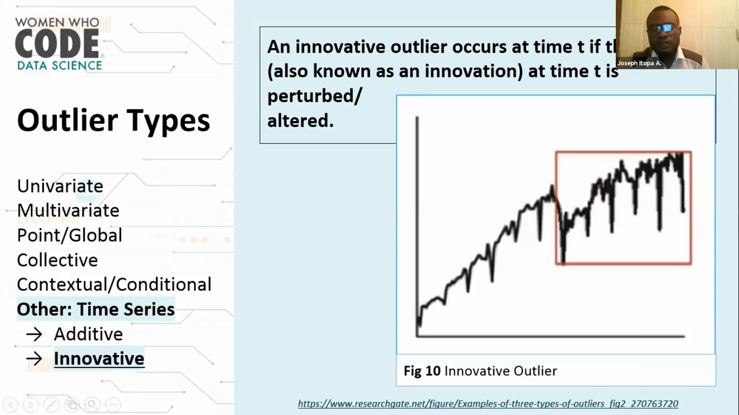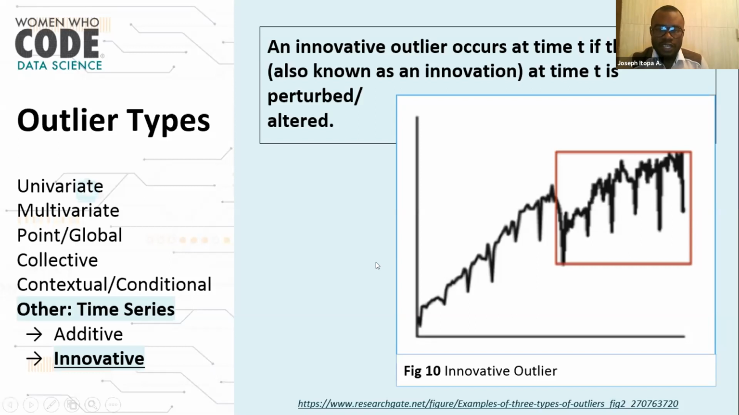Then we take a look at innovative outlier. The only problem with innovative outlier is that when there is an alteration in the data you are collecting, it happens to change other observations. In this case, by observation, I mean each of these collections that you can see as a curve. So when there is an alteration, which is an error, it is regarded as innovation, because the reason why it's called innovation is that it changes the situation of the curve as it progresses forward.